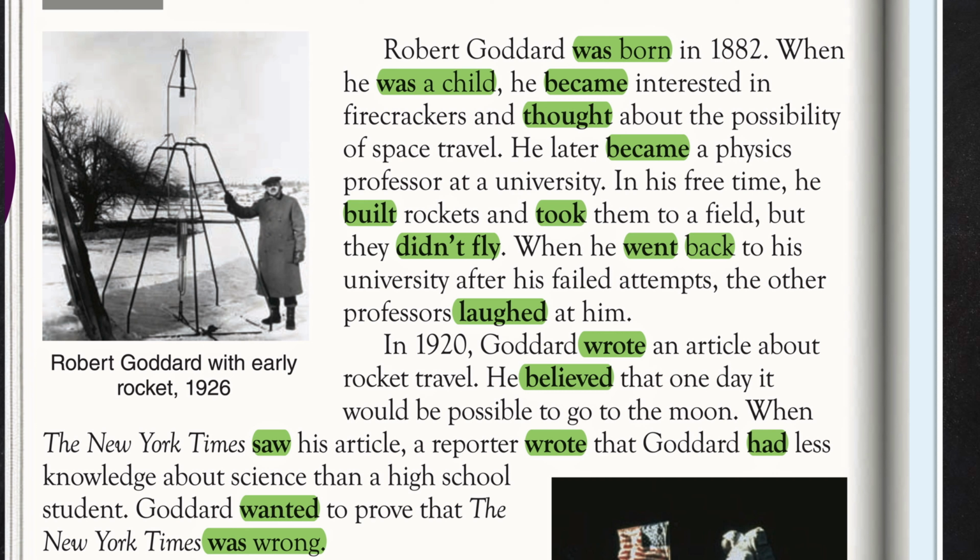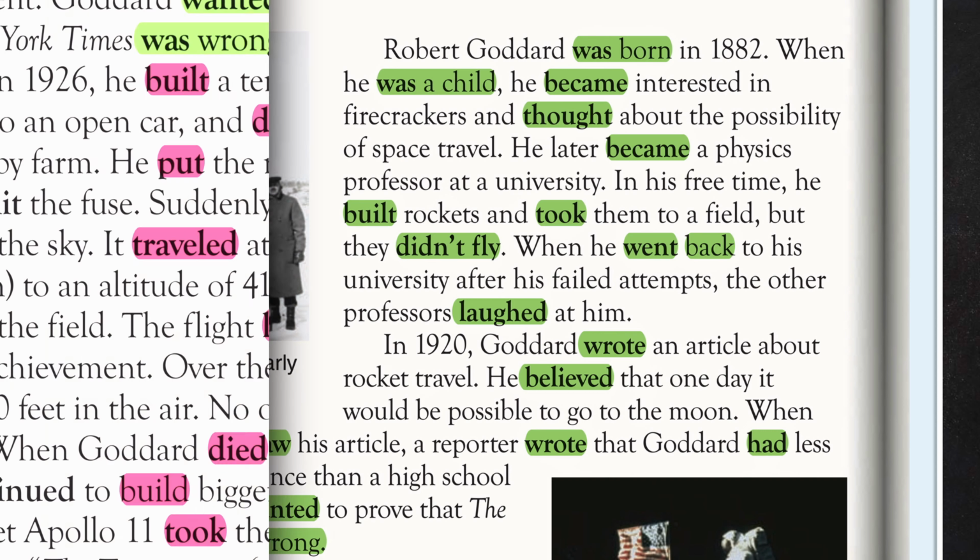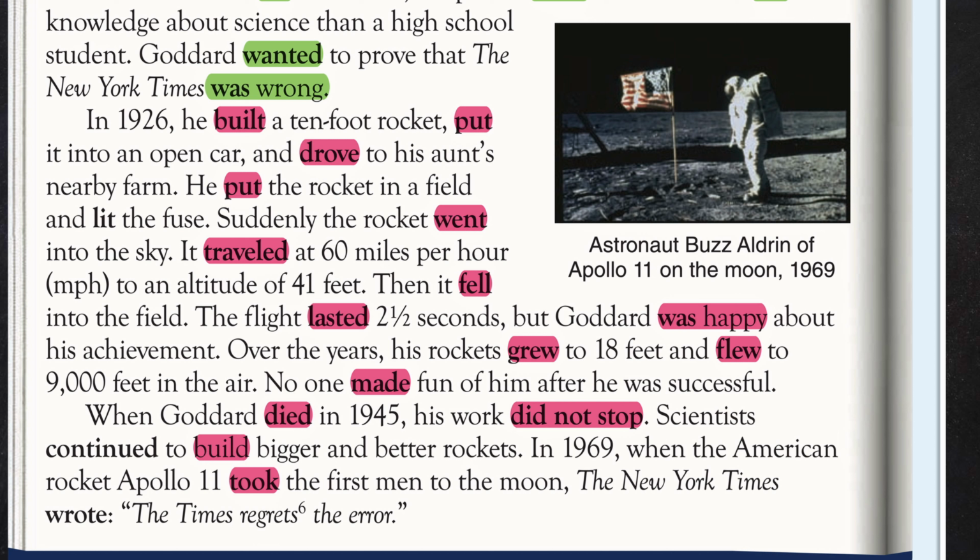When the New York Times saw his article, a reporter wrote that Goddard had less knowledge about science than a high school student. Goddard wanted to prove that the New York Times was wrong. In 1926, he built a 10-foot rocket, put it into an open car, and drove to his aunt's nearby farm. He put the rocket in a field and lit the fuse. Suddenly, the rocket went into the sky. It traveled at 60 miles per hour to an altitude of 41 feet. Then it fell into the field. The flight lasted 2.5 seconds, but Goddard was happy about his achievement.